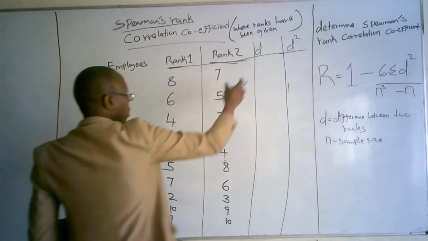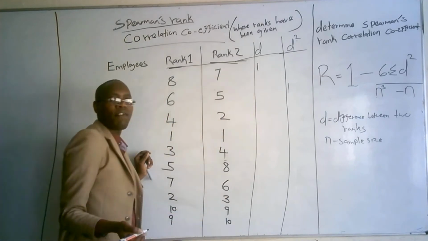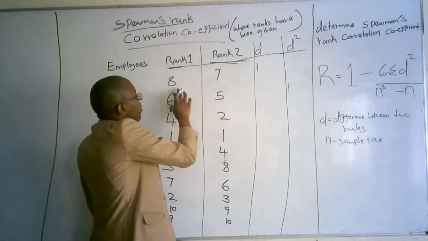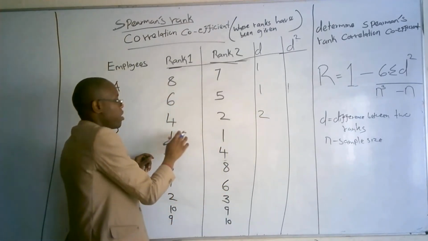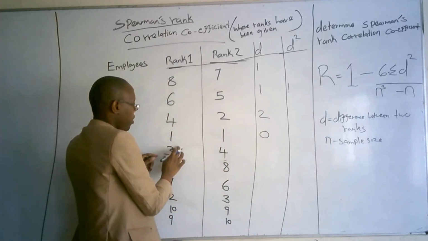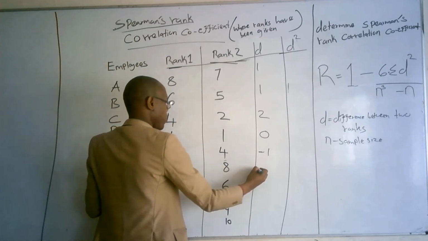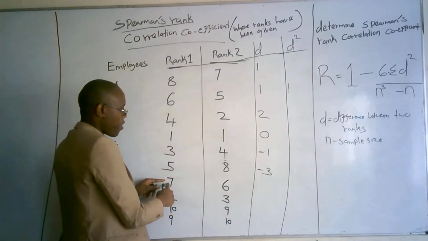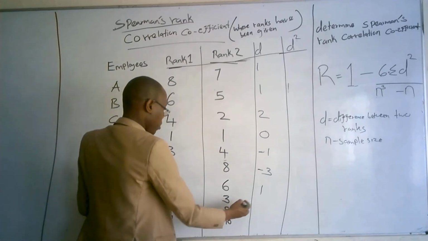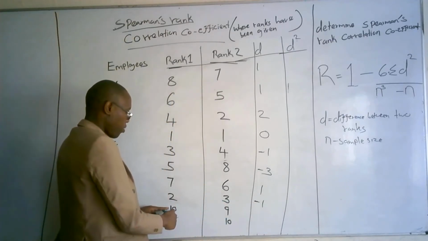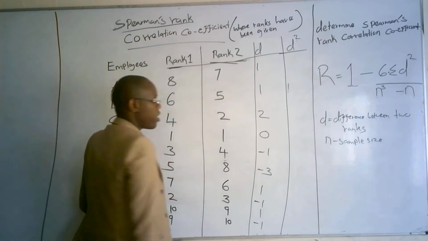So if I want to get D in this case, it's just to take 8 minus 7, and I get 1. That's getting the difference between the two ranks. And then the other one is 6 minus 5, which will also be 1. 4 minus 2, which is going to be 2. And then 1 minus 1, which will be 0. Then 3 minus 4, which is negative 1. Then 5 minus 8, which is negative 3. Then 7 minus 6, which will be 1. Then 2 minus 3, which is negative 1. Then 10 minus 9, which will be 1. And lastly, 9 minus 10, which will be negative 1. So now we have the difference between the two ranks.